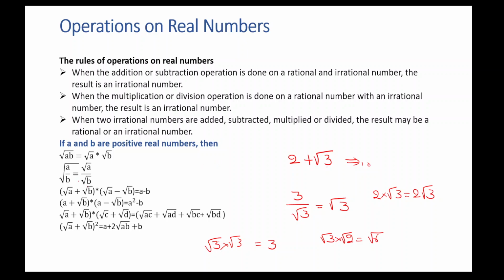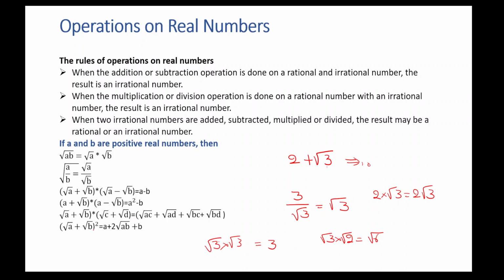These are a few properties for positive real numbers a and b. Root ab is equal to root a into root b. Root a by b is equal to root a divided by root b. Root a plus root b into root a minus root b is nothing but a minus b. Root a plus root b into root c plus root d is equal to root ac, next root ad, next root bc, and at the end root bd.